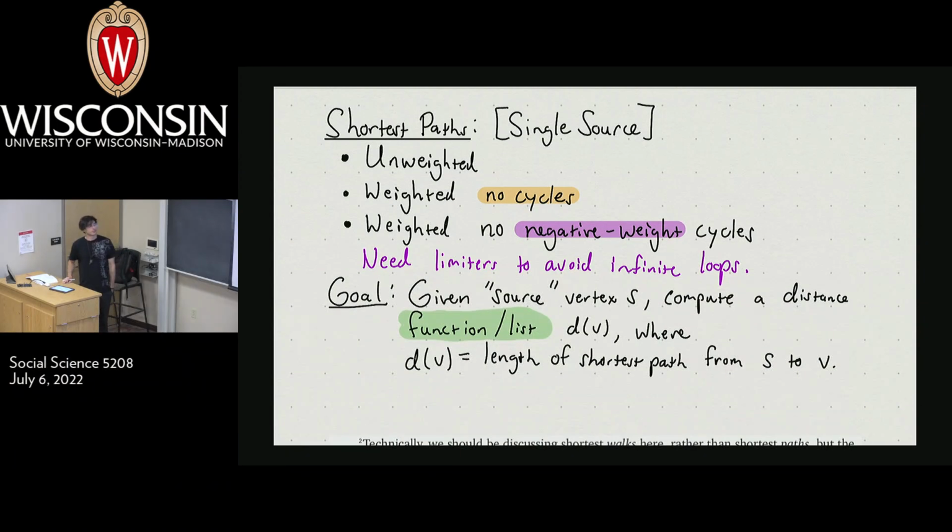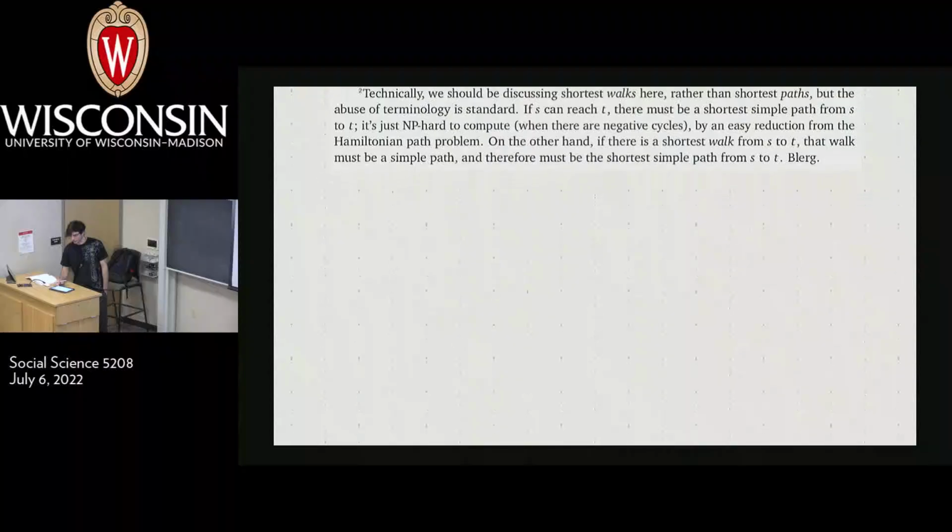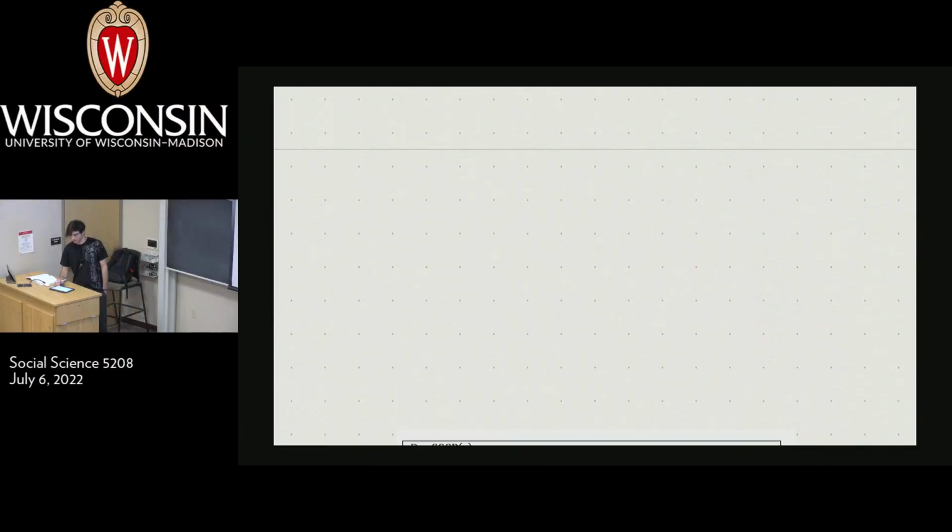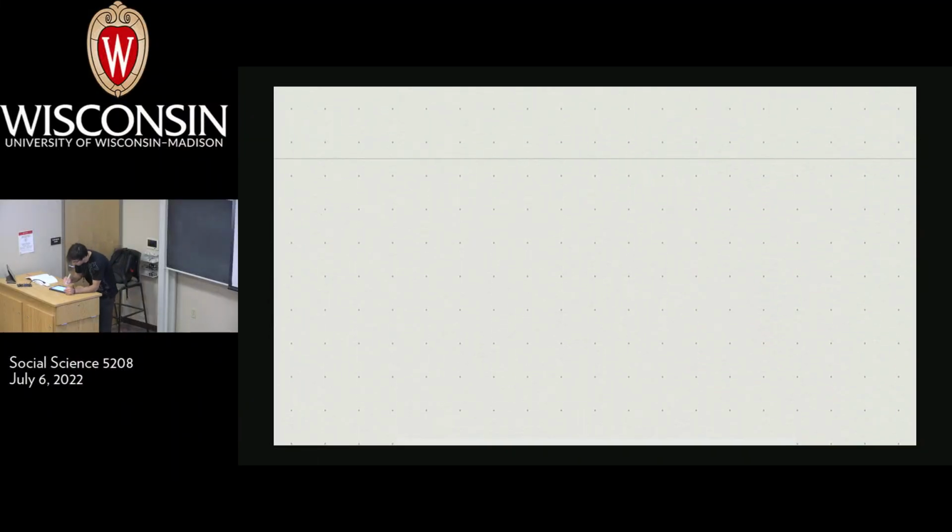So single source shortest paths, we're going to talk about this a lot, but I just want to start with a single example. So let's think of computing the shortest path from a source S to every node in the graph.